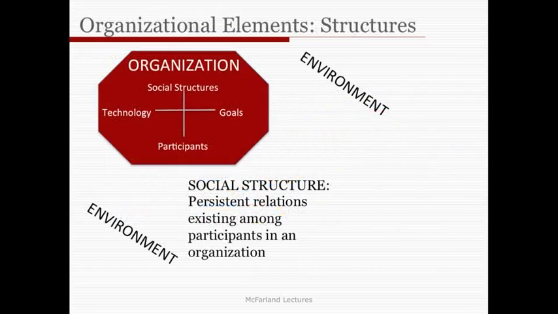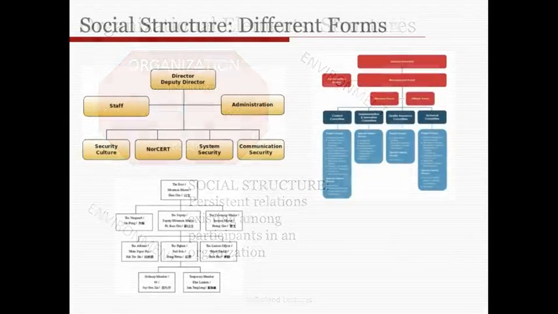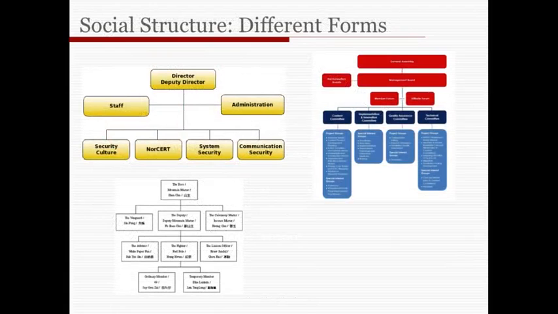Second, we have an organization's social structure. This concerns features that regulate and establish the usual pattern of relationships between participants. So social structure concerns the persistent relations existing among participants within an organization. These can vary in form, from some being vertical, others horizontal, and yet others matrix forms of organization. Simply looking at these organizational charts shows you the variety of social structures that are feasible.